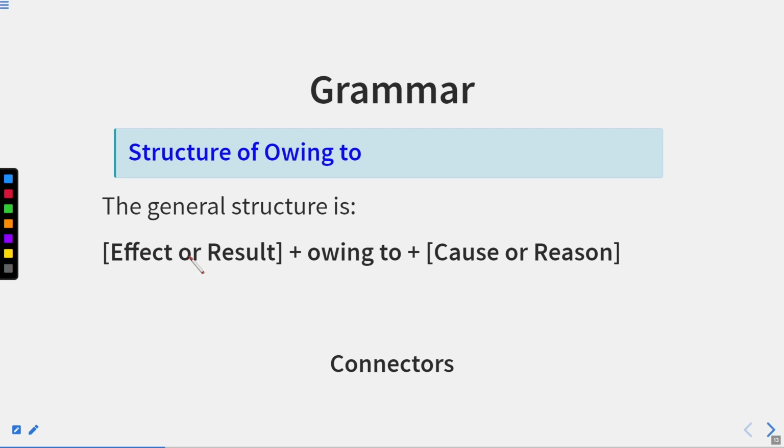Structure of owing to: it is the same as the structure of because of and due to. First of all, we'll have effect or result, after that owing to, and after that cause or reason. And if we want to use owing to at the beginning of the sentence, that will be owing to plus cause or reason, and after that we'll have the effect or the result.